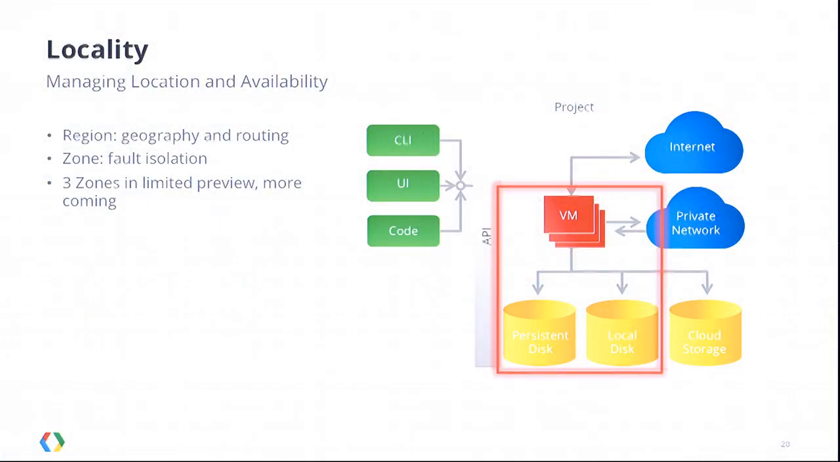And then finally, I mentioned zones. I just want to mention this for completeness. We have this idea of a region, which is geography and routing domain, and then we also have a zone, which is really all about fault tolerance. For this limited preview, we're launching in 3 zones spread across the central and eastern United States. We're going to look to expand that as the product develops.